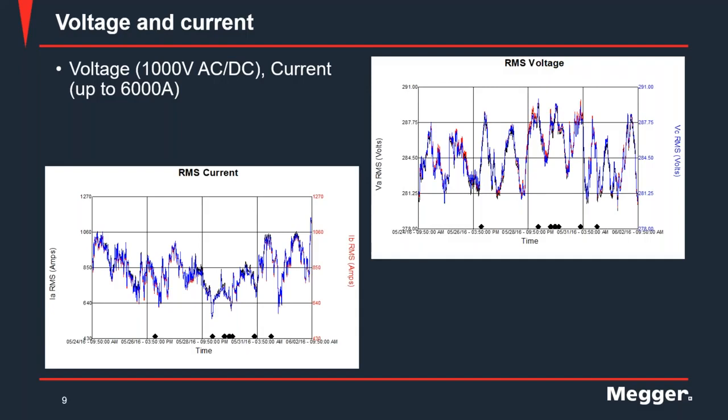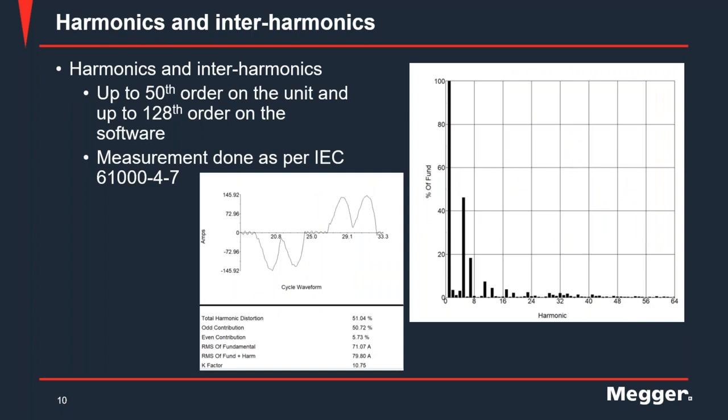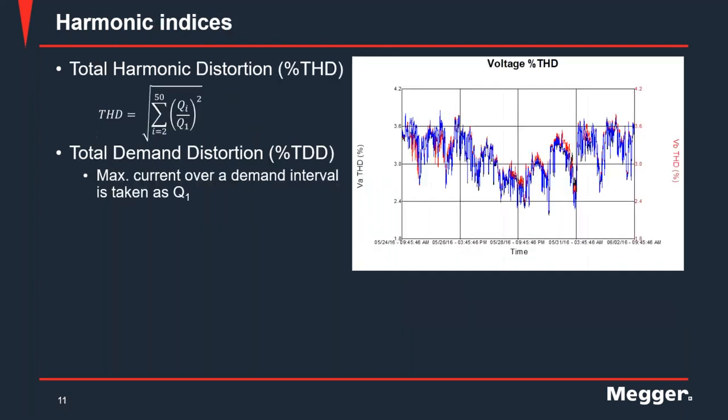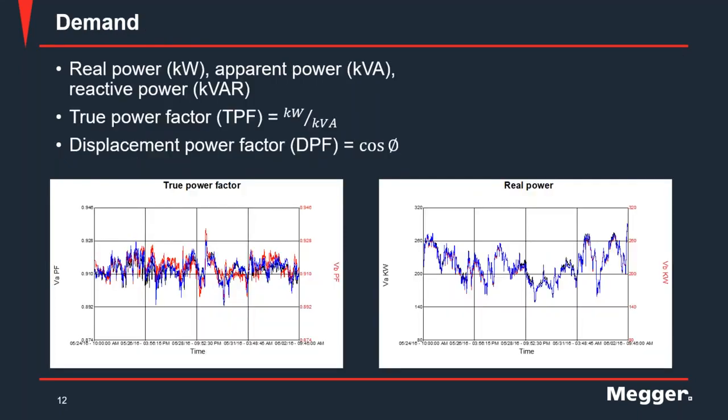So let's talk about what the MPQ can measure. It can measure voltage, current. I already covered this. And it can measure harmonics up to 50th order, and that's a requirement as per the IEC 61000-4-30. And the measurement is done as per the standard that's shown there. On the software, you can analyze each cycle on any of the waveform captures and get up to 128th order harmonics. Harmonic indices can be determined, so total harmonic distortion for voltage and total demand distortion, which is the preferred index for current harmonic measurement. And you can look at demand parameters.